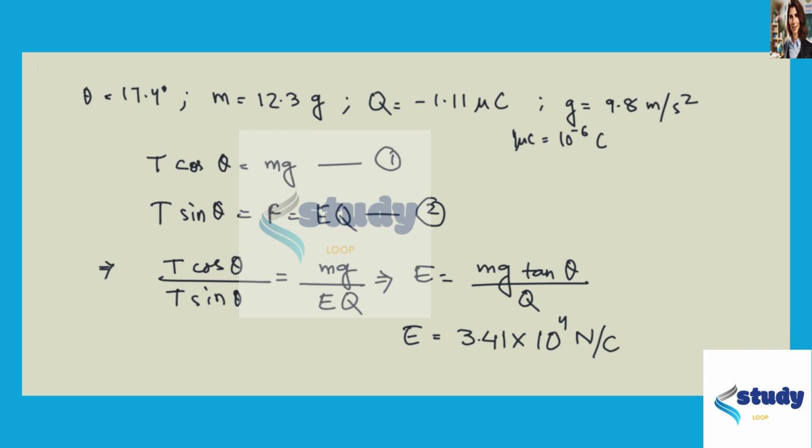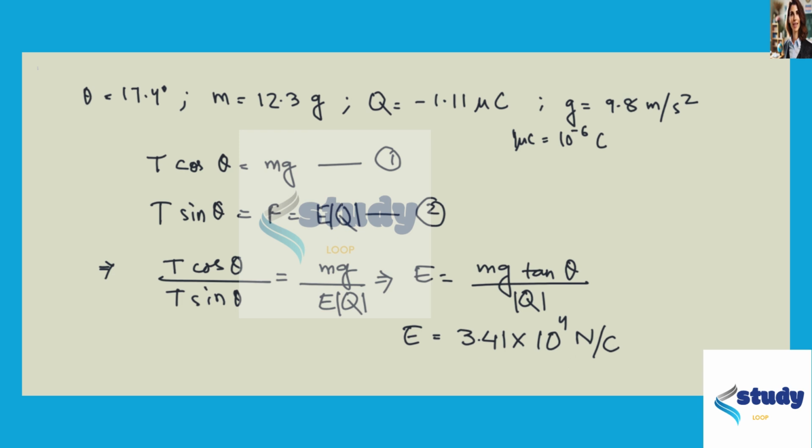Now, one more thing to take care of is, as you see, your charge is given to be negative here. So when you multiply it with the electric field, just multiply the magnitude of the charge, which means that just multiply the positive value, and that will just give us the magnitude of the electric field.